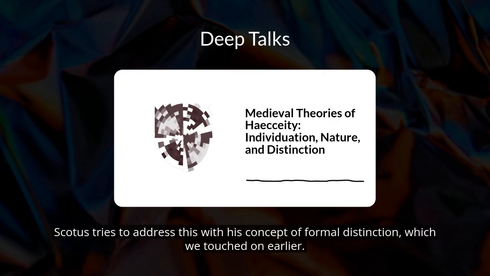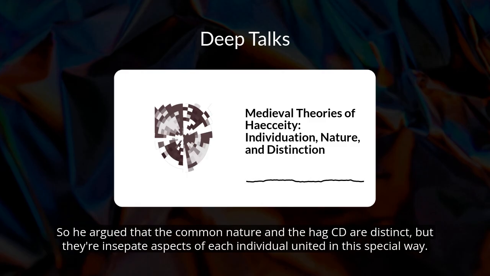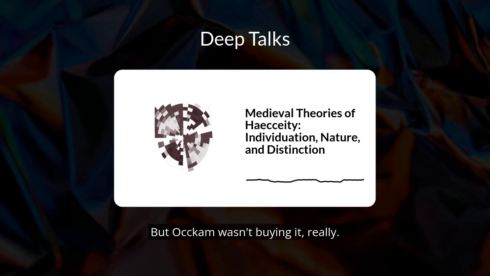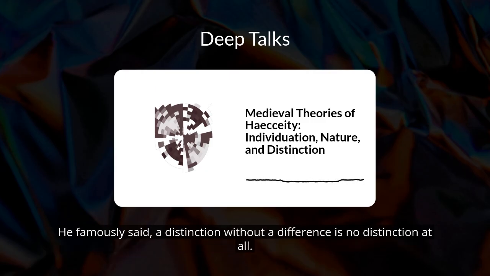Right. Scotus tries to address this with his concept of formal distinction, which we touched on earlier. So he argued that the common nature and the Haecceity are distinct, but they're inseparable aspects of each individual, united in this special way. But Occam wasn't buying it. He famously said, "A distinction without a difference is no distinction at all."